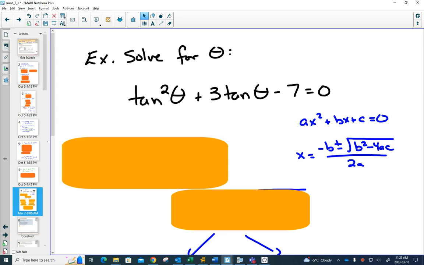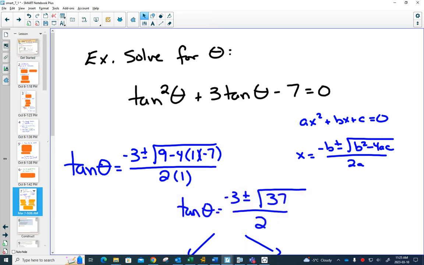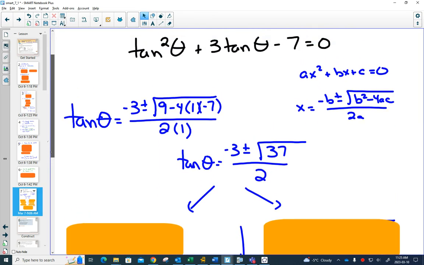So on your formula sheet, you have the quadratic formula. The quadratic formula is for x squared. We have tan squared, so plugging in everything into our formula would give us tan theta equals that, and simplifying gives us -3 plus or minus the square root of 37 over 2. Obviously, not on our pi plate.